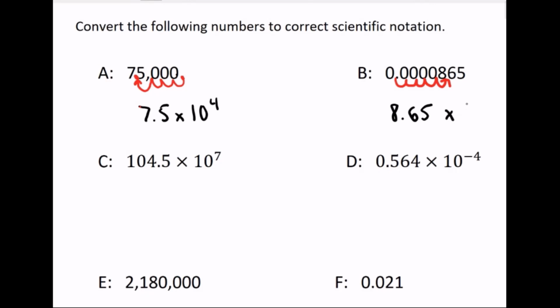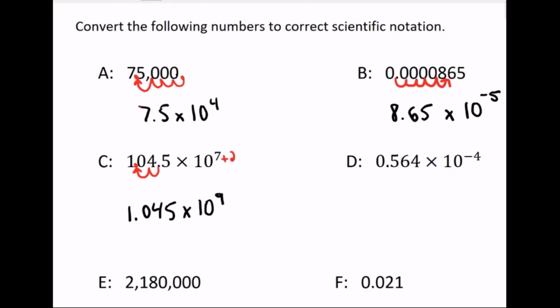Now what's up with both C and D? It looks like scientific notation, but it's not correct. For C, the number in front of the base 10 has to be at least 1, but also less than 10. 104.5 is way too large. That means we need to move the decimal to the left 2 times to make it 1.045, and that works. But since we moved the decimal to the left, that means we need to increase the exponent. And since we moved twice, we add 2, which makes it 9.